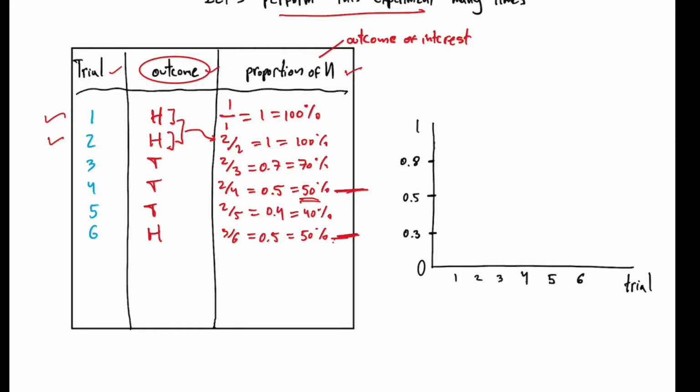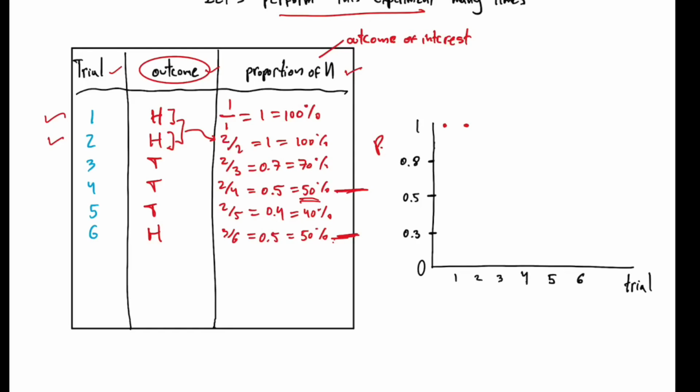Let's kind of plot it on this graph over here. So here's our y-axis, our probability. Our x-axis is the number of trials. On trial number 1, we got probability of 1. On trial number 2, we got probability of 1. And the probability meaning the proportion of heads throughout a particular trial.